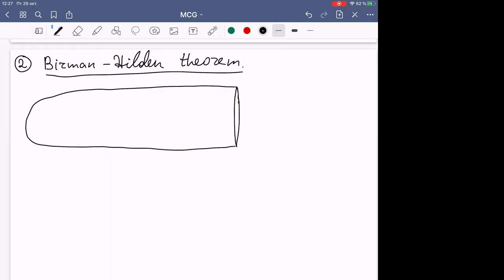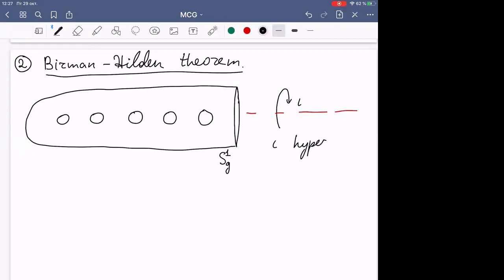Let's consider a genus G surface with one boundary component, as G1, and consider the rotation along this horizontal axis by pi. I will call this I a hyperelliptic involution.